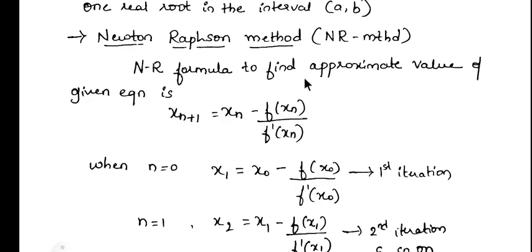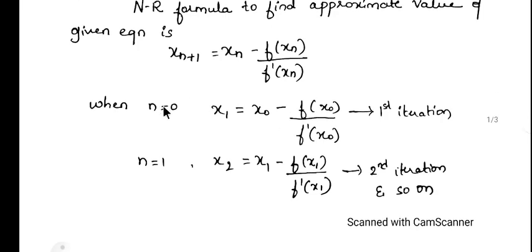The NR formula to find the approximate value for the given equation is given by x(n+1) equals xn minus f of xn divided by f dash of xn. See here, when n is equal to 0, then this will be x1 equals x0 minus f of x0 divided by f dash of x0. This is the first iteration. In this whole equation, n is replaced by 0. When n is replaced by 0, that equation is called the first iteration.